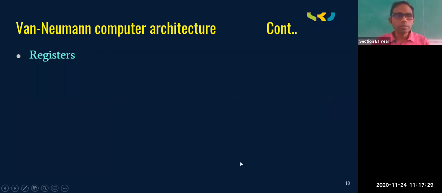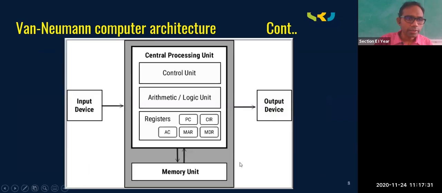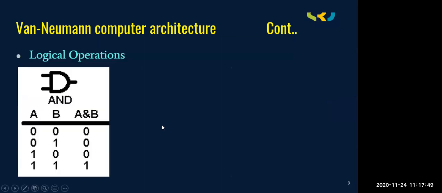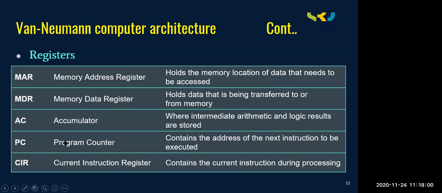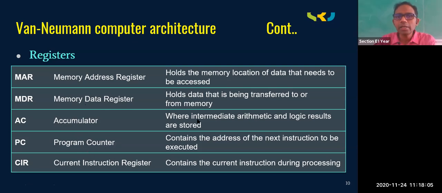Now, apart from that, we also have registers. Just concentrate here. We have registers also: PC, CIR, AC, MAR, and MDR. These are registers, shown here. So what is MAR? Memory Address Register. MDR is Memory Data Register. AC stands for accumulator. PC stands for program counter. CIR stands for current instruction register.